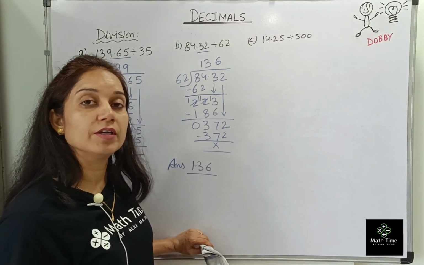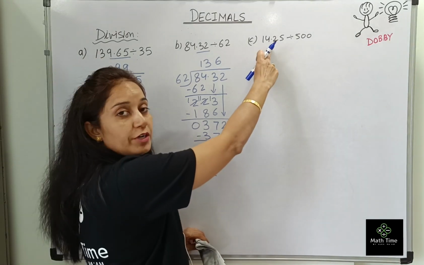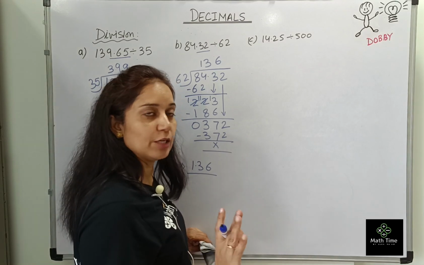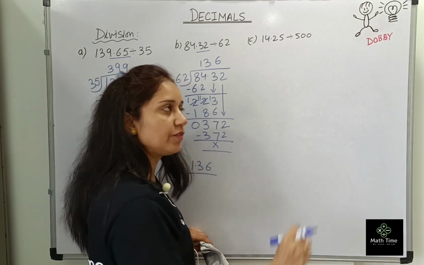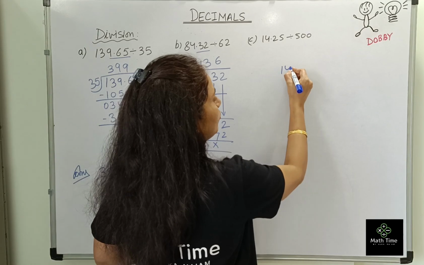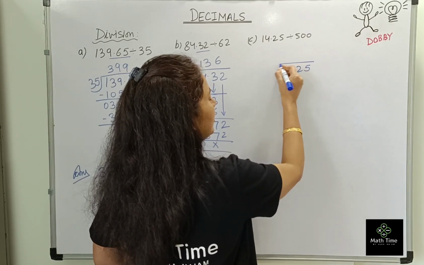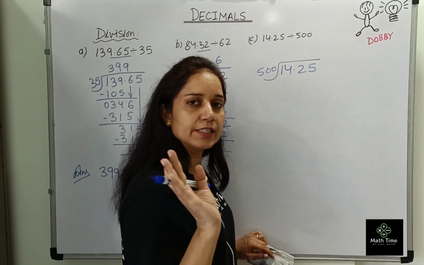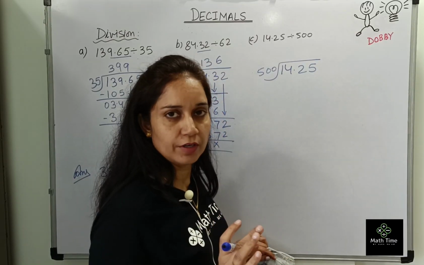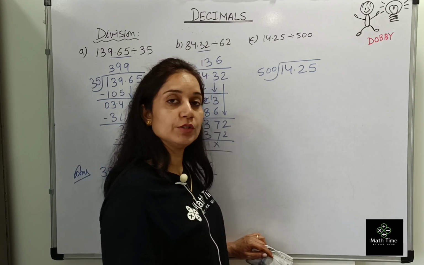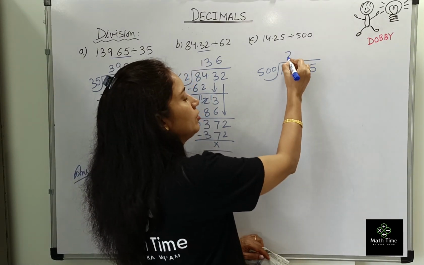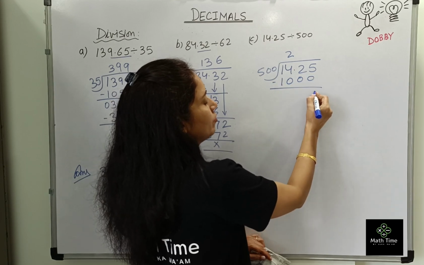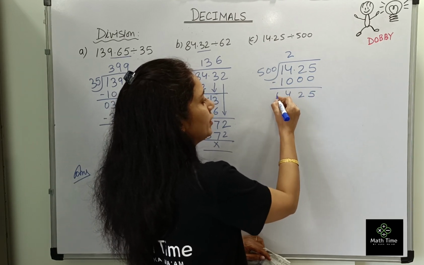14.25 divided by 500. Now 14.25 is small, 500 is bigger, but you cannot change the places. The first number is always the dividend, will come inside. 14.25 divided by 500. Don't look at the decimal now. 500 ones are 500. 500 twos are 1000. So yes, 1000 will work here. 500 twos are 1000. Subtract 5, 2, 4, here 0.